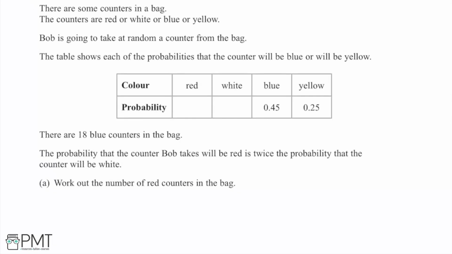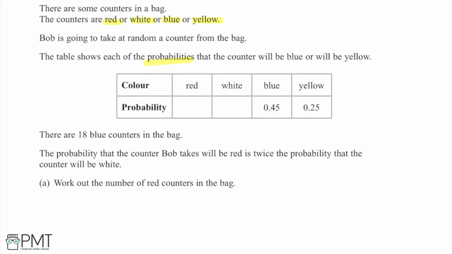So in this question, we're told that there are some counters in a bag and that the counters are red, white, blue or yellow. We're told that Bob is going to take a random counter from the bag, and we're given a table which shows each of the probabilities that the counter will be blue or yellow. So we have in the first row the colour, so red, white, blue or yellow, and the second row the probability of the counter being that colour. Red and white aren't filled in yet.